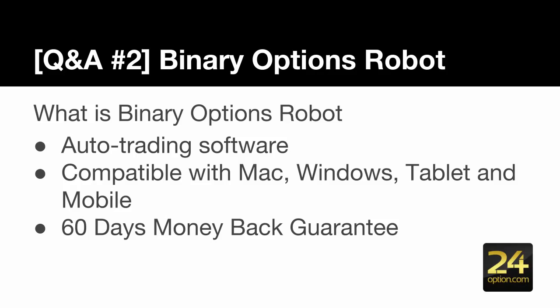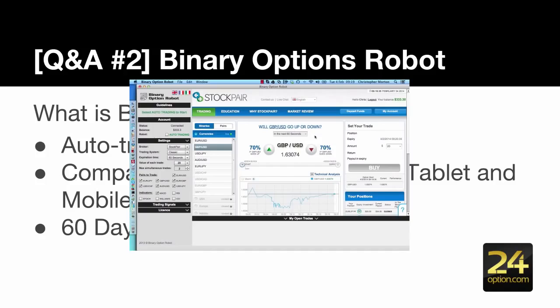First, I'll just go through a brief overview of what the binary options robot is if you've never actually come across it before. It's an auto trading software. It's compatible with Mac, Windows. You can run it on a tablet and mobile. Then they do offer a 60 days money back guarantee if you're not happy with the performance of it. I have done a longer video review of this particular software, so if you're interested in watching that video, click here now.